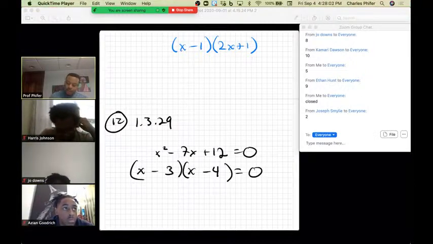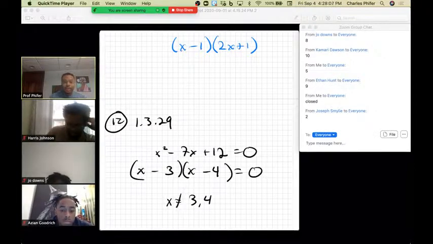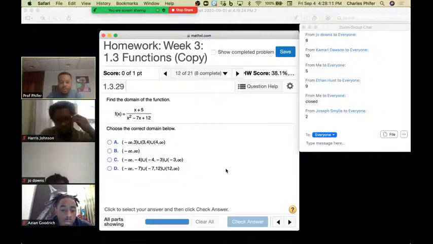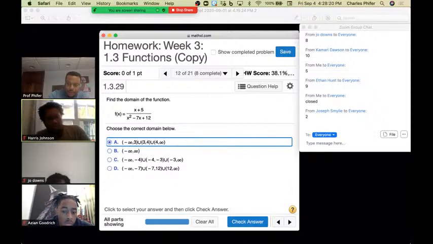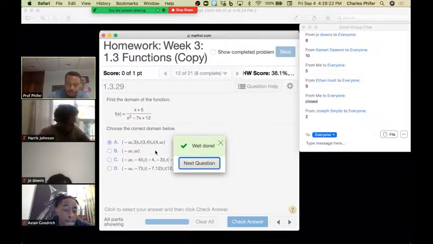Okay, so then we see that x equals what? 3 and 4. So we have to throw those two numbers out because they make a 0 in the denominator. So if we throw out 3 and 4, what should the answer be? A. I think that's pretty clear.